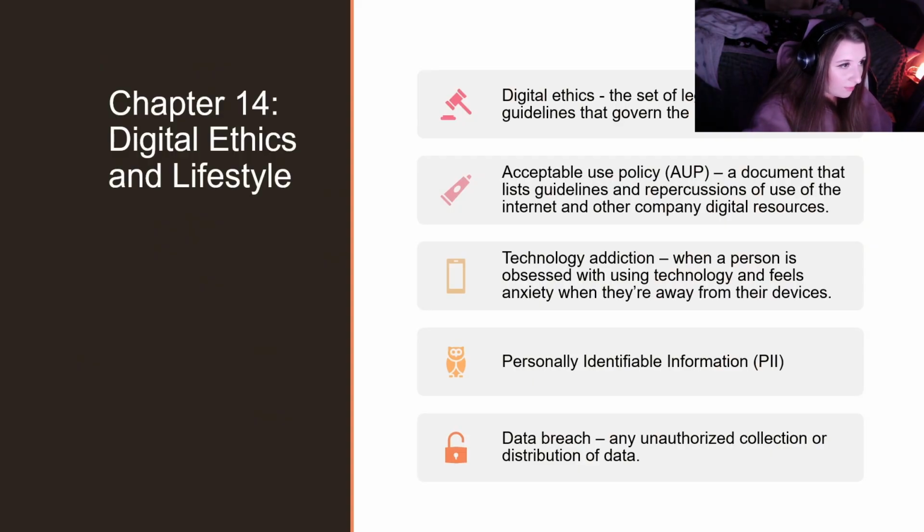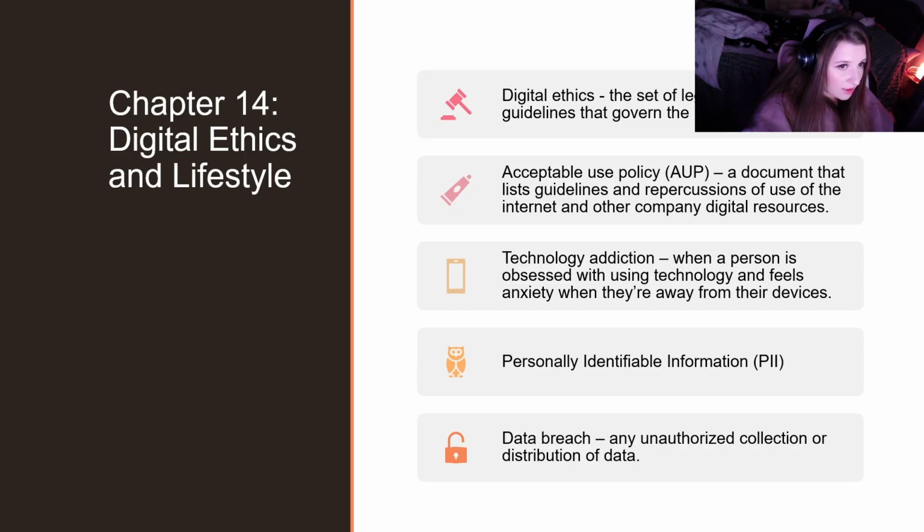And then finally, in chapter 14, we learned about digital ethics and lifestyle. Digital ethics is a set of legal and moral guidelines that govern the use of technology. We learned about the acceptable use policy, which is AUP. This is a document that lists guidelines and repercussions of use of the internet and other company digital resources. This clarifies what's a fireable offense. It doesn't cover only illegal, but also unethical, and it covers actions that might waste your time or make data insecure.